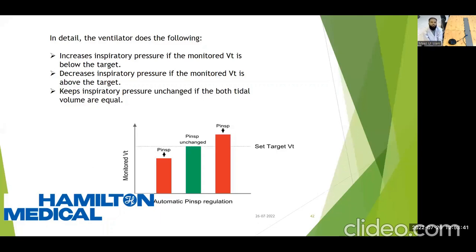In detail, the ventilator does the following. What is the mechanism? In simple terms, it increases inspiratory pressure if the monitored tidal volume is below the target. It decreases inspiratory pressure if the monitored tidal volume is above the target. It keeps inspiratory pressure unchanged if both tidal volumes are equal.